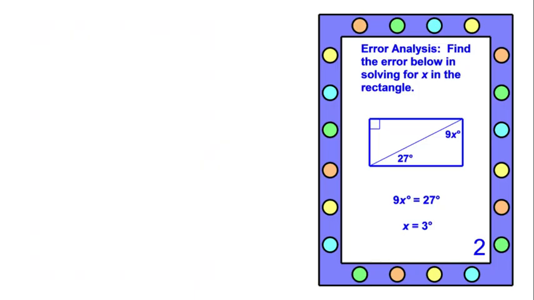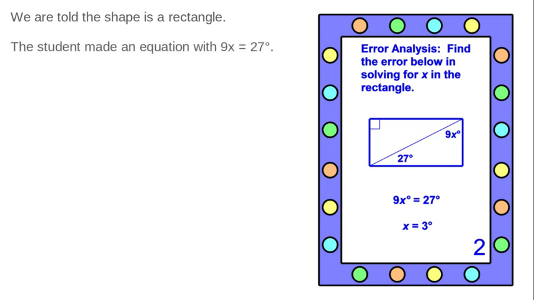In our second one, this is an error analysis question, so we have to figure out what this person did wrong. Error analysis, find the error below in solving for x in the rectangle. So first of all, notice we are told the shape is a rectangle. The student made an equation saying 9x equals 27. So let's take a look at where those two things came from. If I highlight with dots where the 9x and the 27 are, they're here and here.